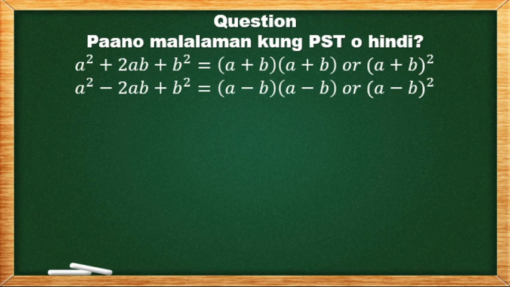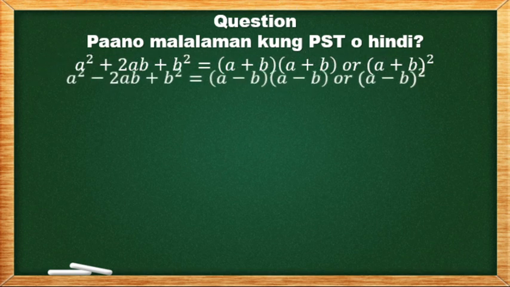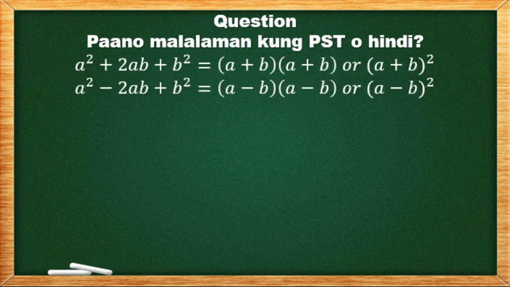Observe, the first pattern, lahat plus, or the middle term is positive or plus. So that's why the middle term of squaring binomial is plus. In the second pattern, the middle term is negative 2ab or minus 2ab. So that is why lahat sila minus, or the squaring binomial is minus. Again, paano natin malalaman kung PST ang mga ito?